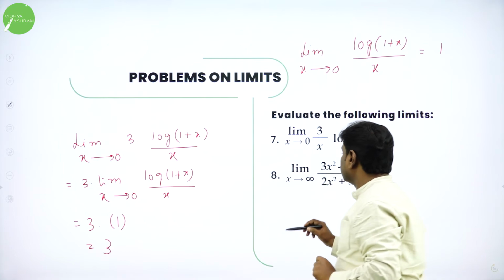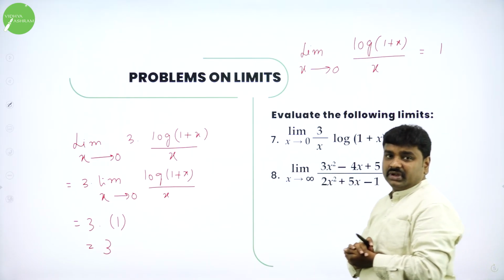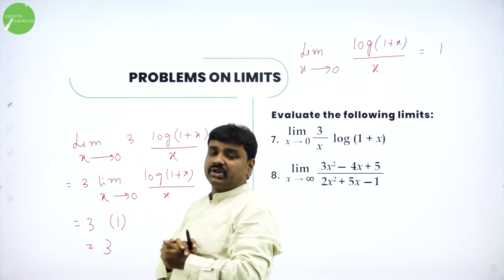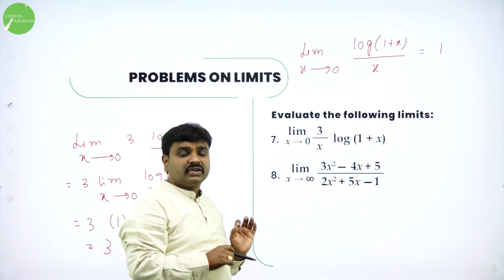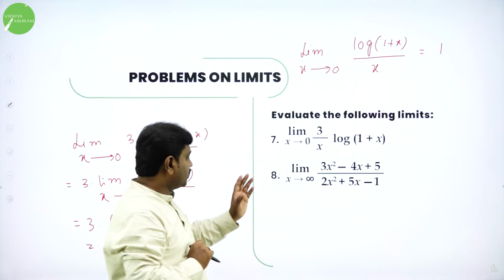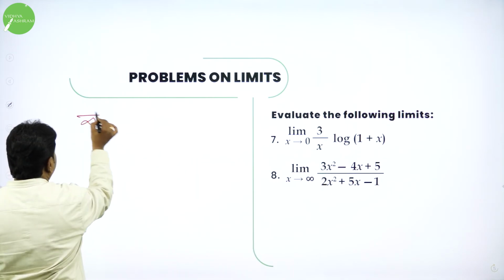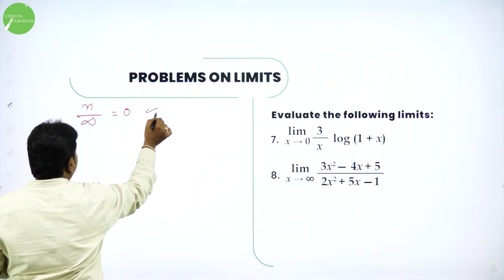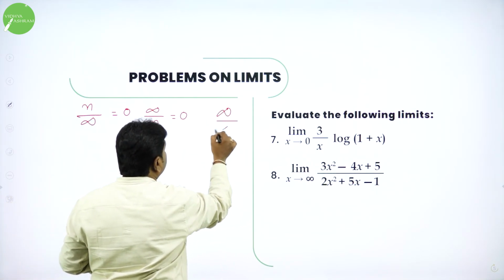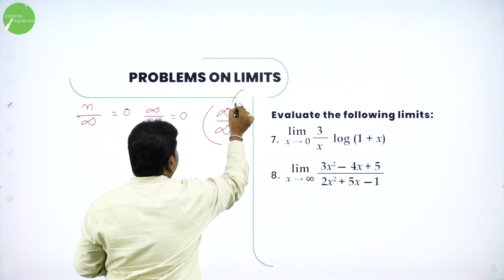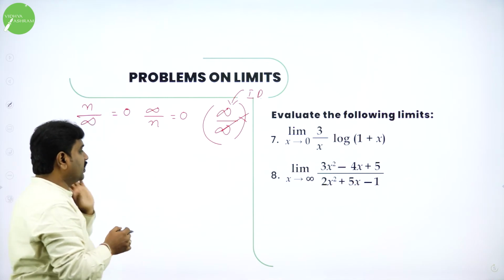Now next, interesting, the 8th one: limit x is tending to infinity. When x is going towards infinity, how do we apply it? In place of x, if you put infinity, you will get infinity by infinity. First you should know the basics of infinity, then I will teach you how to solve this problem. Infinity by infinity is indeterminate. Indeterminate means you should not get this form whenever you apply a limit.